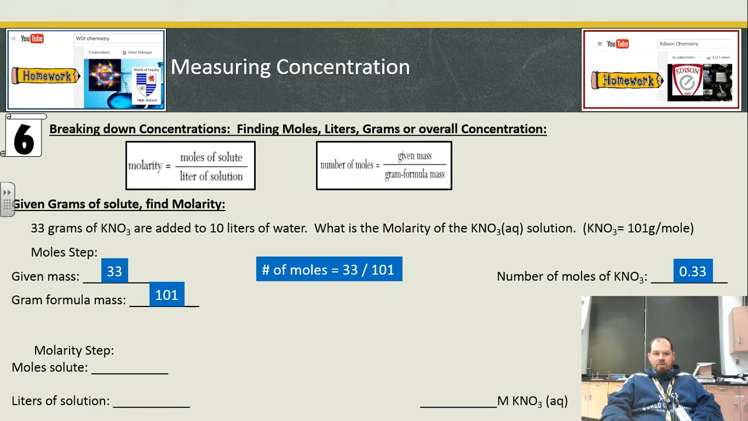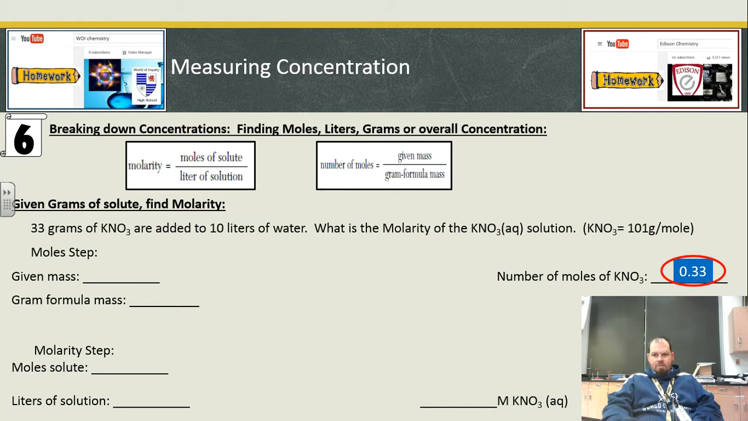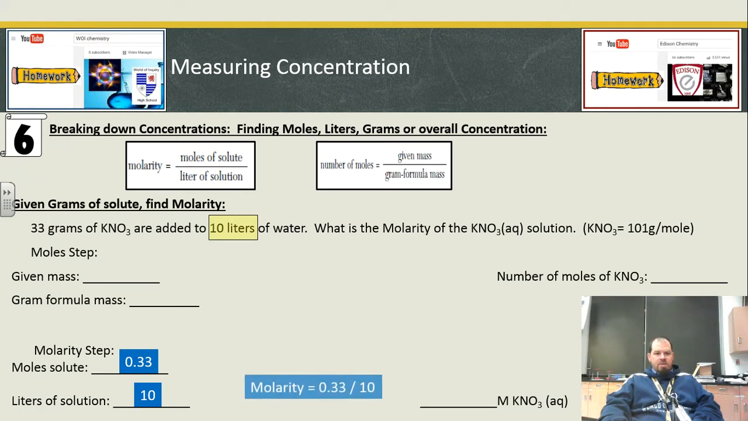Okay, 0.33 moles I need for the next step. So I'm going to take that 0.33 moles and bring it down here. Now I know how many moles of solute I have, and then I go back to the problem. I got 10 liters. Now it's the moles over liters molarity equation. Moles over liters is 0.33 over 10. I get 0.033 molar KNO3.